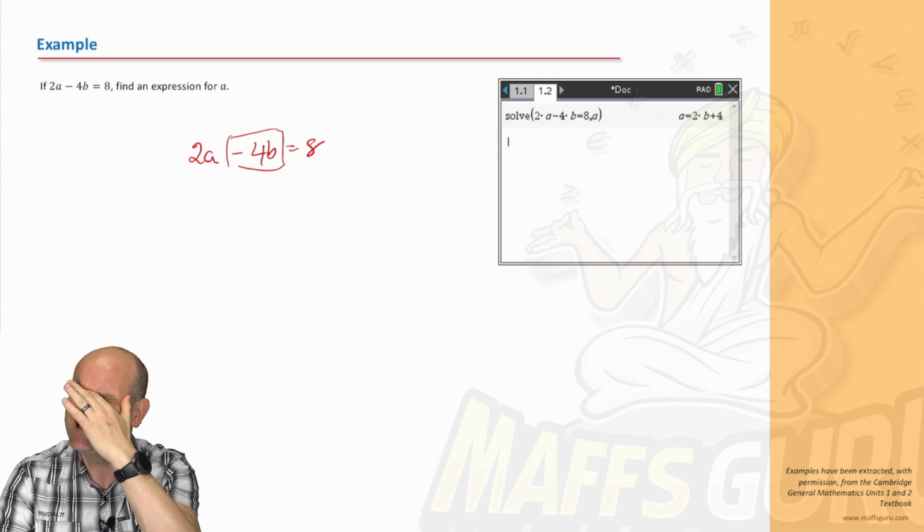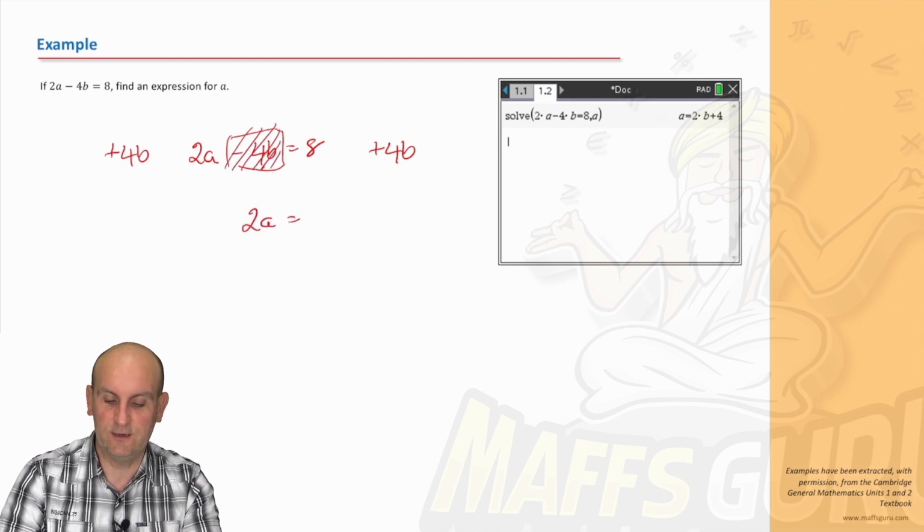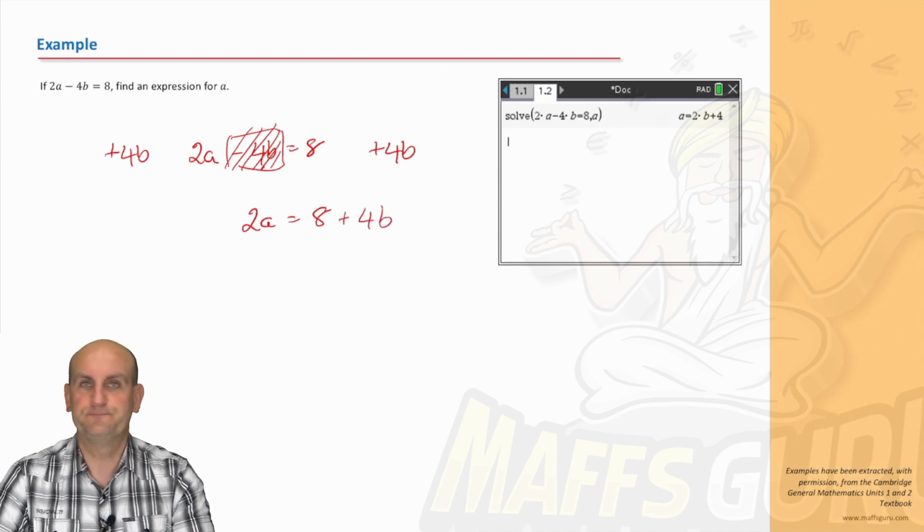How do we get rid of a minus? A plus. So we're going to add 4b to both sides, plus 4b to both sides, and that goes bye-bye, you're gone. 2a is left on its own, the 8 was already there, and we're going to add the 4b. Now, what do we want now?